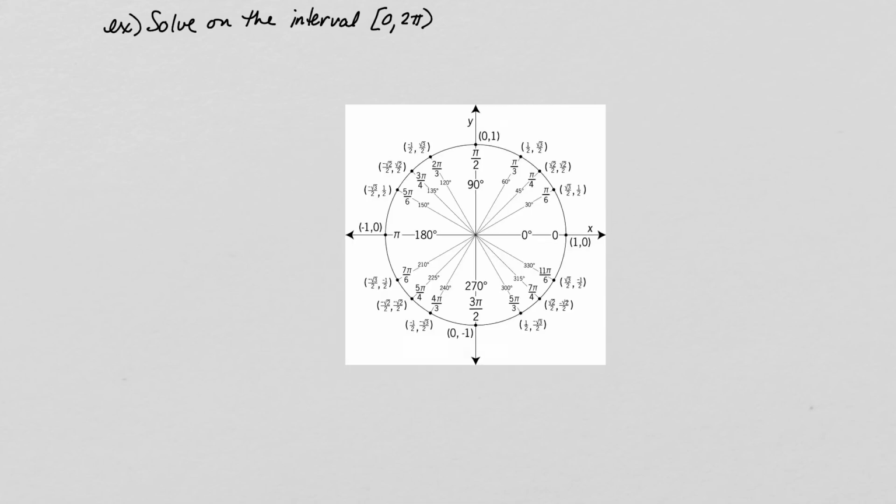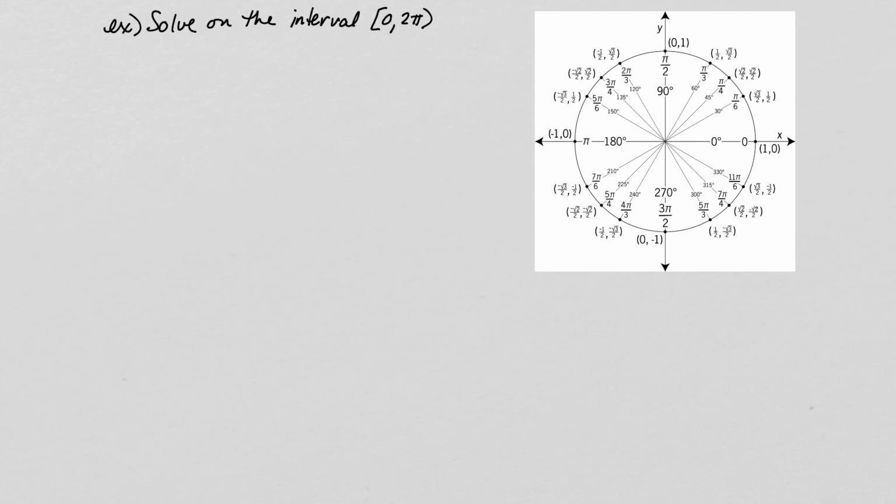So the last types of problems are still going to be these ones where the angle isn't just an x, but this time we're going to have an interval. So solve on the interval 0 to 2 pi. Okay. And I'm going to add in my picture here of the unit circle, just because it's going to come in a little handy for us to use here.